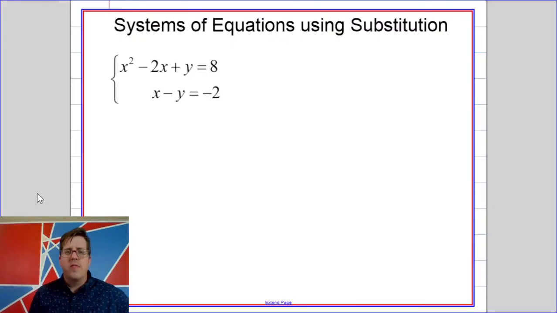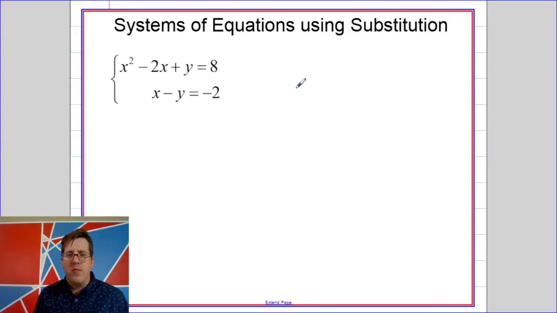Another way to solve systems of equations is to use the method of substitution. Now, while this particular system of equations could be solved using either substitution or elimination, I'll use substitution to solve it as a way of illustrating with an easier problem.